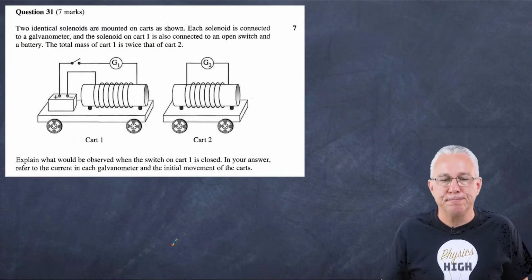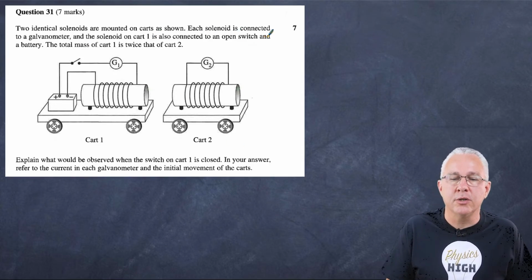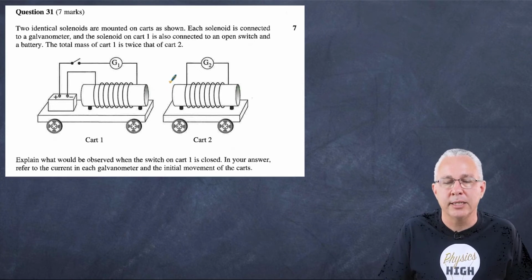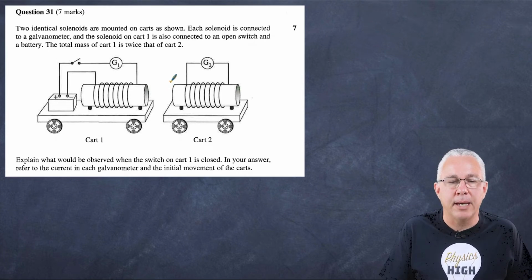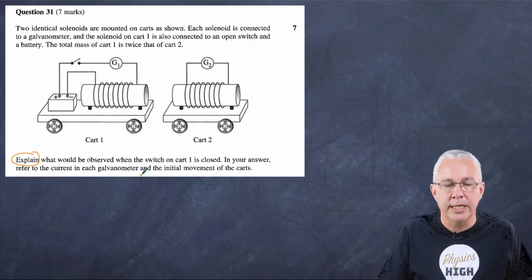Question 31. Two identical solenoids are mounted on carts as shown. Each solenoid is connected to a galvanometer, and the solenoid on cart 1 is also connected to an open switch and a battery. The total mass of cart 1 is twice that of cart 2. Explain cause and effect. What would be observed when the switch on the cart is closed, and in your answer refer to the current in each galvanometer and the initial movement of the carts.